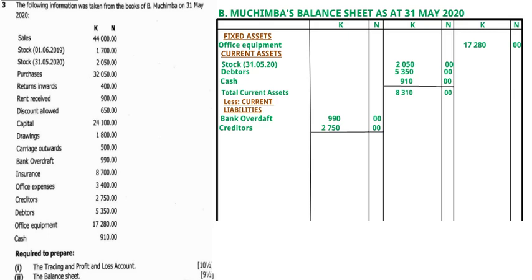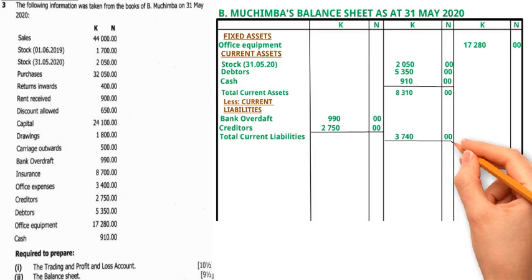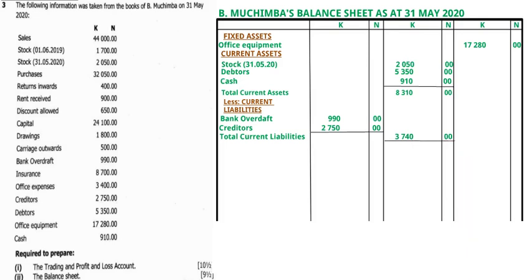That means we need to add 990 and 2750 kwacha. When we add that, it's going to give us 3,740 kwacha. When you punch that into your calculator, it will give you 3,740 kwacha. Okay, that is the total current liabilities.